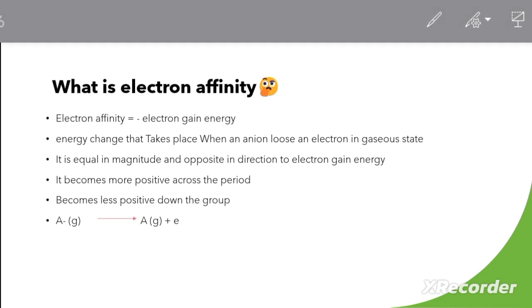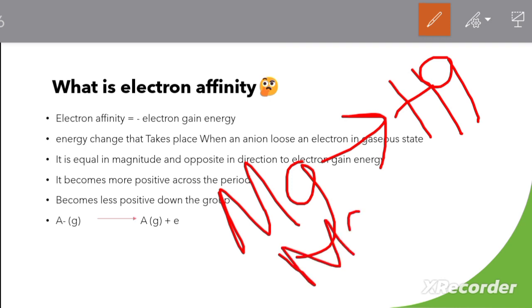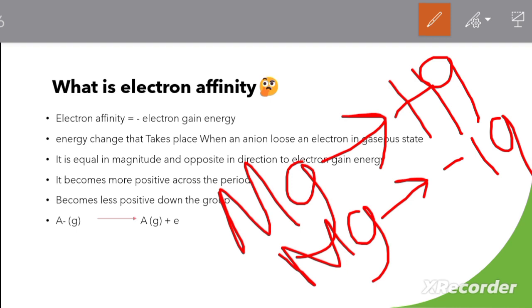If we think about this, magnesium, for example, has plus 19 as its electron gain energy value, and magnesium has minus 19 as its electron affinity value. So here we can conclude that they are equal in magnitude and opposite in direction. So these both are equal in magnitude and opposite in direction.